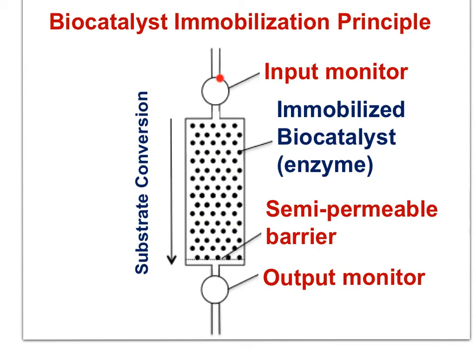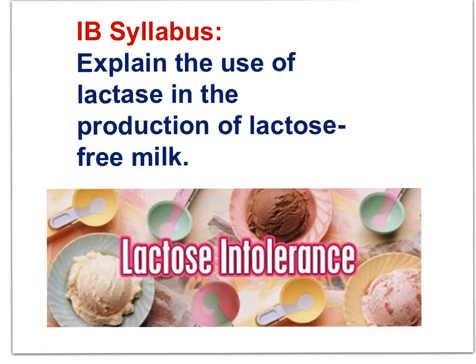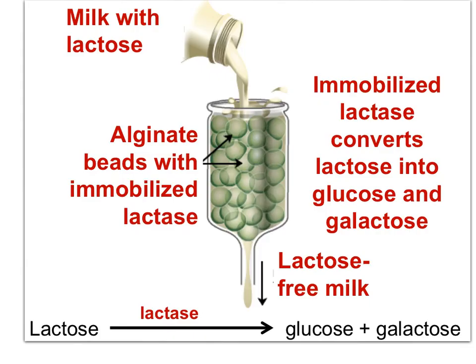The substrate is poured through the column and transformed to product as it contacts the high concentration of enzymes immobilized inside the apparatus. Here's a relevant IB syllabus statement to the use of immobilized enzymes in industry. Explain the use of lactase in the production of lactose-free milk.